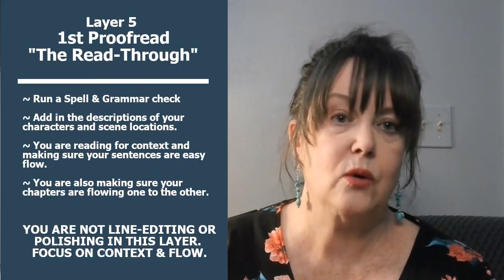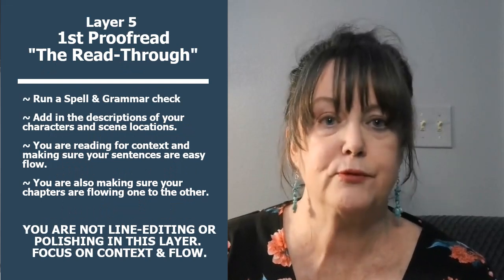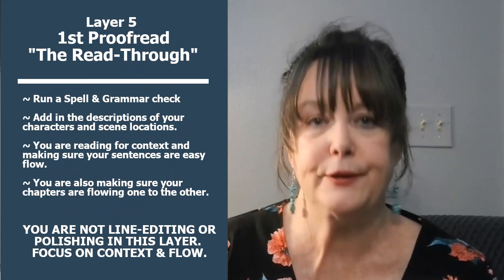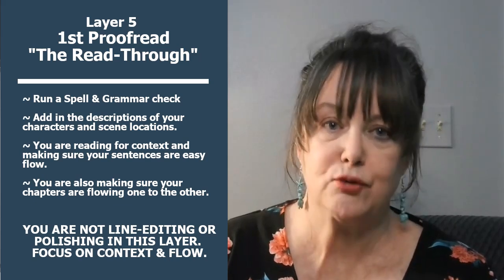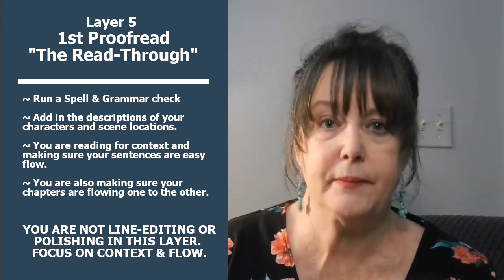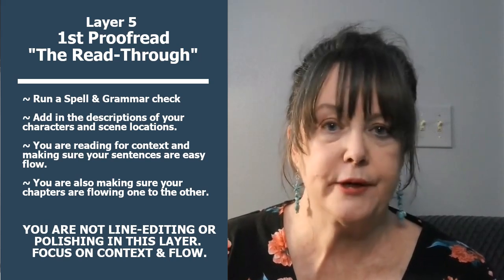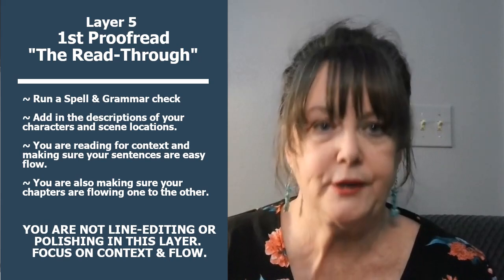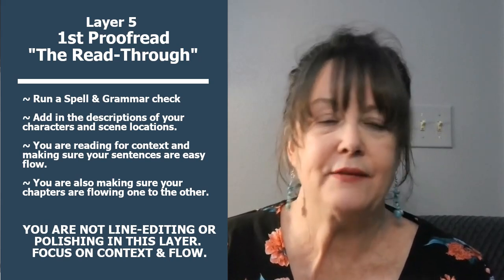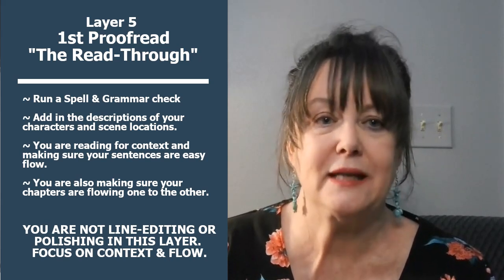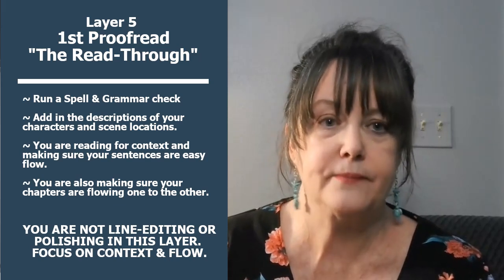Okay, so now we're at layer 5. Layer 5 is the first proofread, but it's really a read through. This is the layer that you're going to add the descriptions and the necessary background. I call this the first proofread, but it's really just a read through. Run a grammar and spell check in the beginning, and this will clean up some of the down and dirty mistakes you made in layer 4.